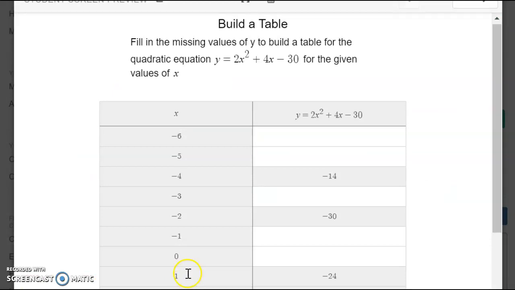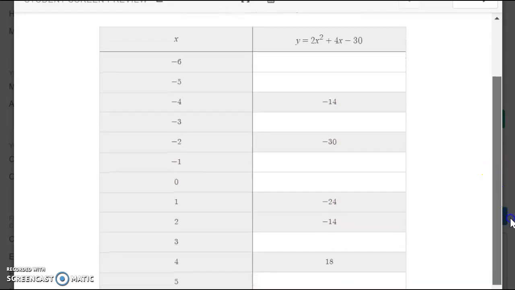Okay, so this is the first card where you are building the table. Fill in the missing value of y to build the table for the quadratic equation y is equal to 2x squared plus 4x minus 30 for the given values of x. All the x values are given. Some of the y values have been filled out for you. You just need to fill out the ones that are missing.